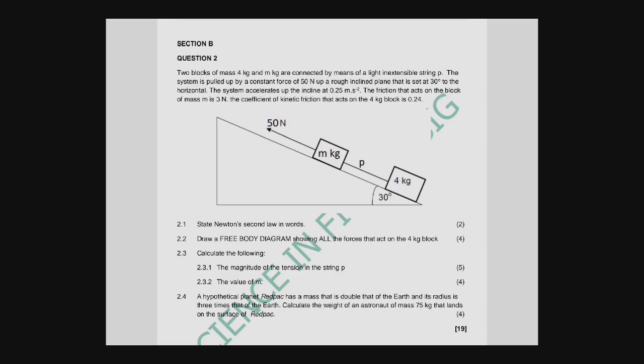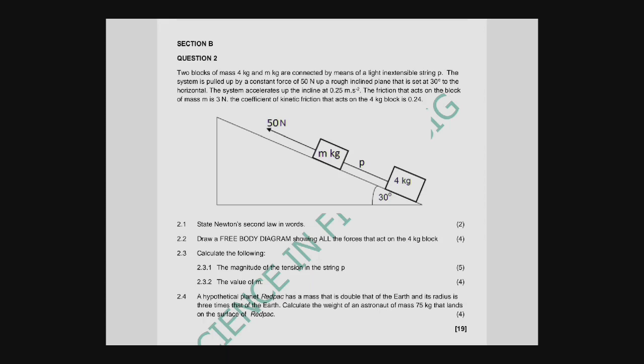Two blocks of mass 4 kg are connected by means of a light and inextensible string P. The system is pulled up by a constant force of 50 newtons up a rough inclined plane that is set at 30 degrees to the horizontal. The system accelerates up the incline at 0.25 meters per second squared. The friction that acts on the block of mass m is 3 newtons. The coefficient of kinetic friction that acts on the 4 kg block is 0.24.